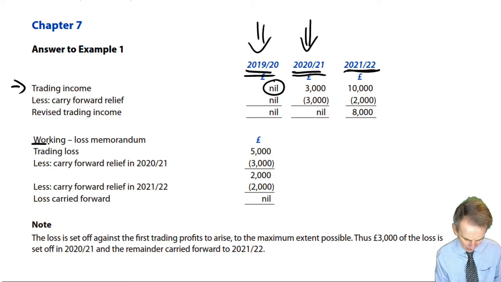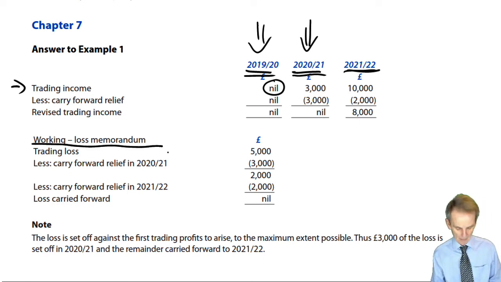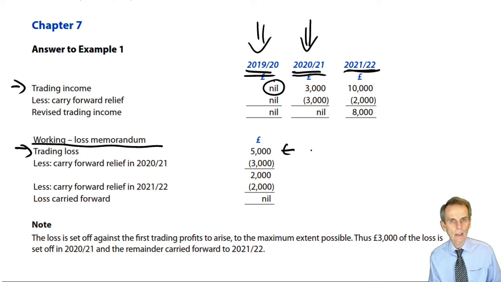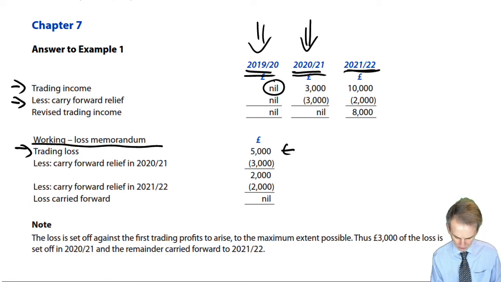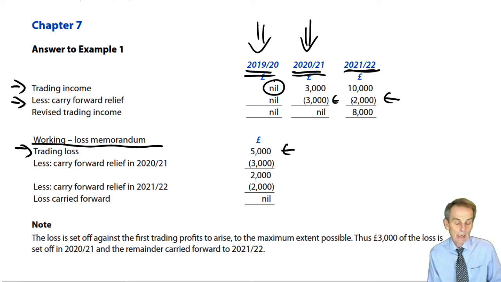Whatever the loss is then goes in to a working entitled the loss memorandum, and we record that trading loss figure. And we'll then identify the possible uses of that. In a bigger question, there is or will be more sources of income than just the trading income. So we'll have a trading income figure, a gap after that into which the carry forward relief can go, such as we've seen here and here, because the carry forward can only go against trading income, because remember, once you've chosen to carry forward, then you have no choice thereafter. It will go against the next available future trading profits of the same trade in full.